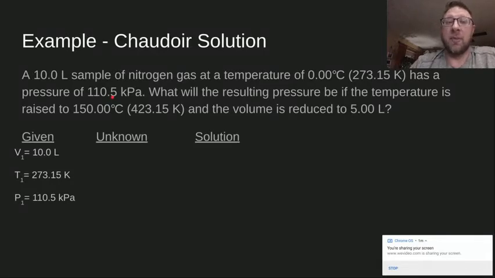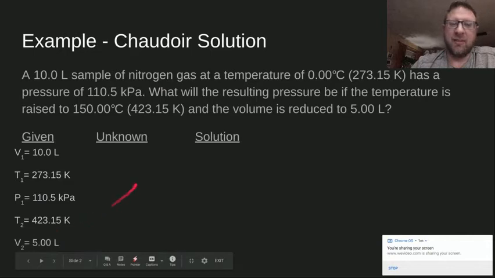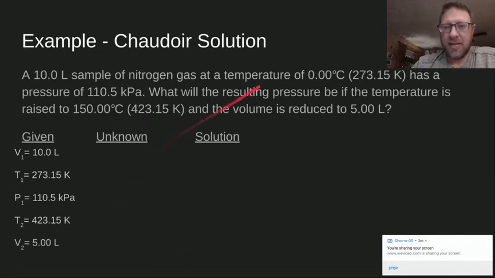All right, so remember the combined gas law, we need two different sets of conditions. The second set of conditions is going to be our temperature being 423.15 Kelvin and the volume reduced to 5 liters. So it's asking us to determine the resulting pressure. So our unknown will be P2.